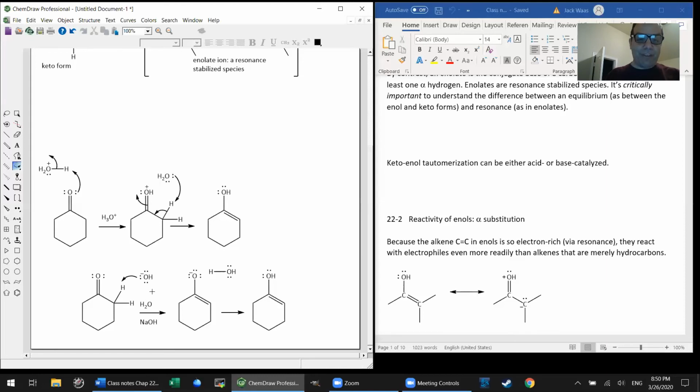That's what's got the extra electron density. Anyway, that will pull off again any one of those 4 equivalent alpha protons.